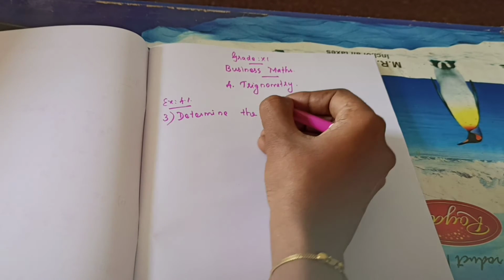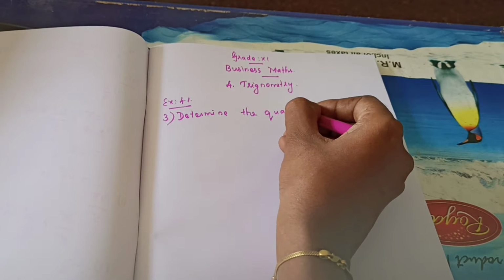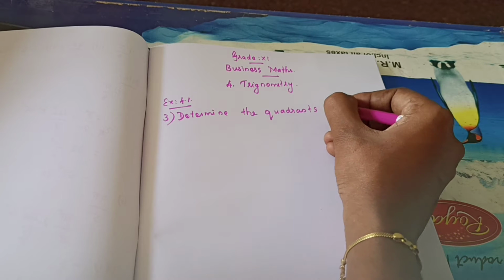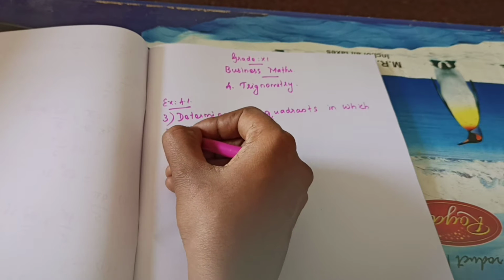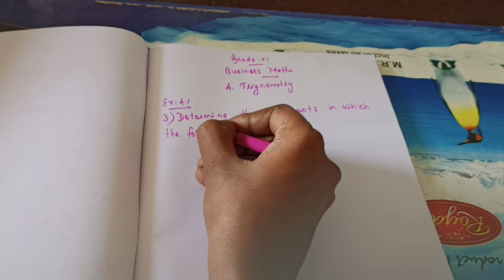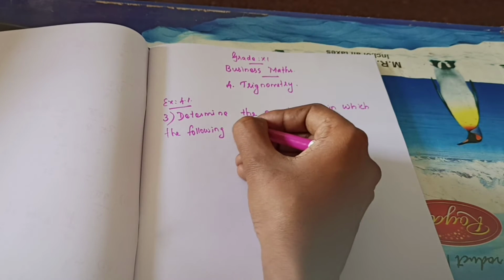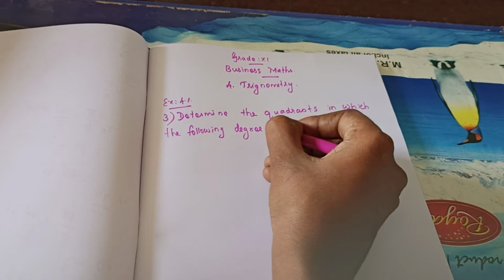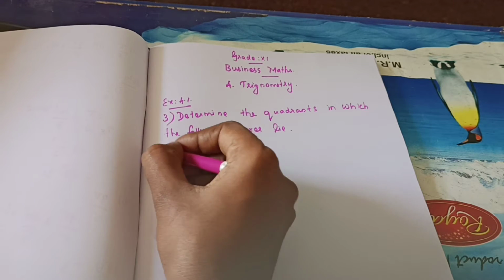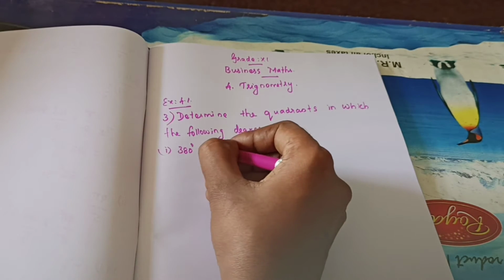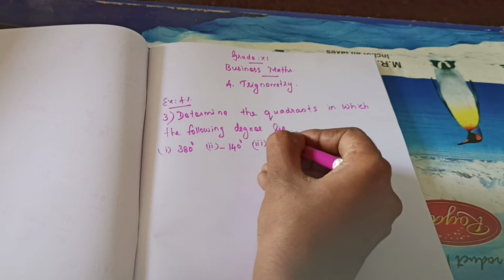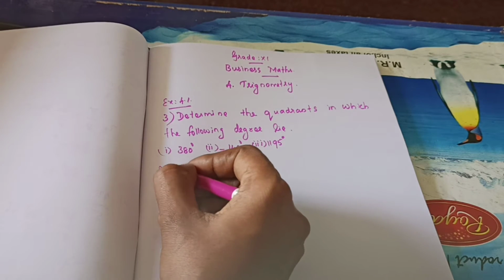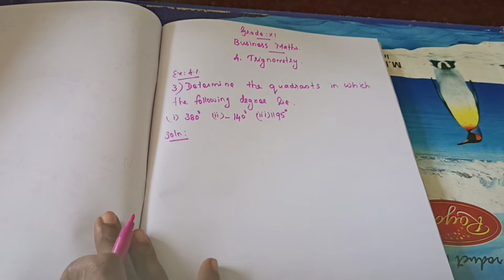Determine the quadrants in which the following degrees lie. First one 380 degree, second one minus 140 degree, third one 1195 degree. Okay, solution. 380 degree, minus 140 degree, 1195 degree.